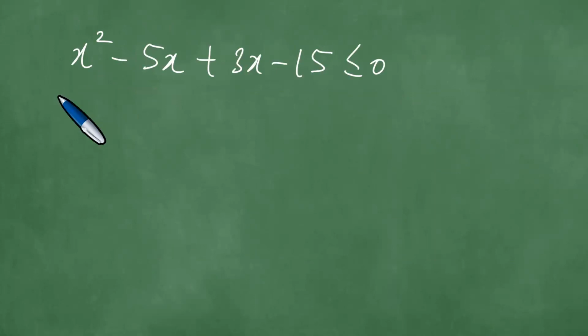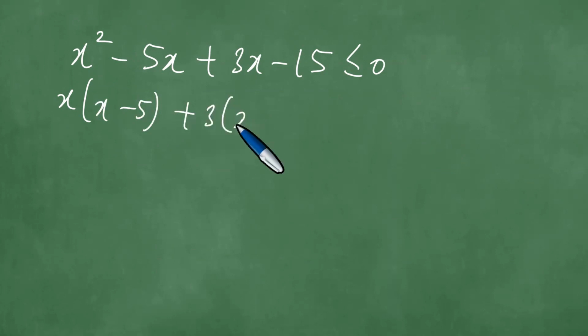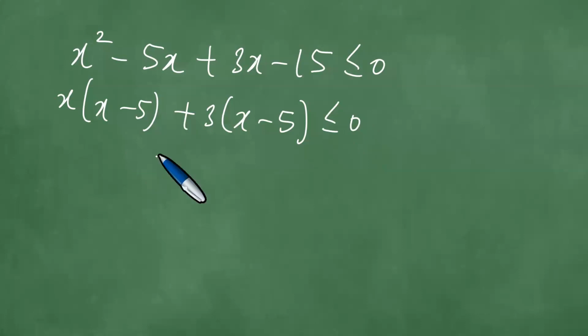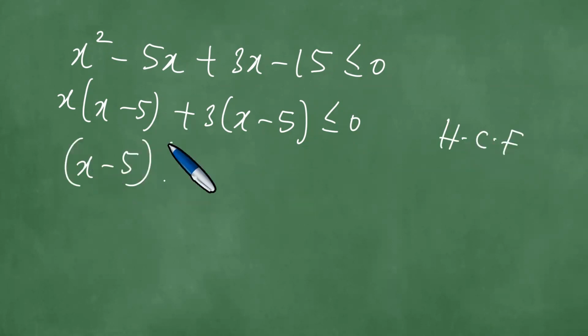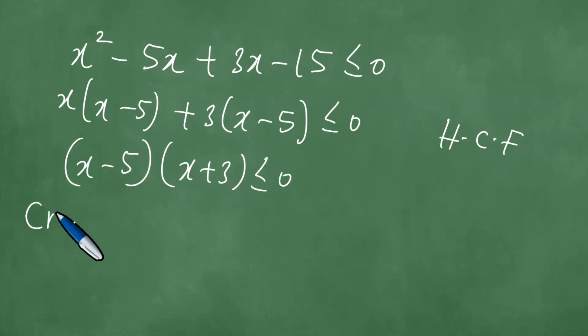Right, so we factor out x. And we have x minus 5 plus 3 into x minus 5 is less or equal to 0. x minus 5 is the highest common factor, the HCF, and we factor it out, and we have x plus 3 is less or equal to 0. At this point, we choose something.